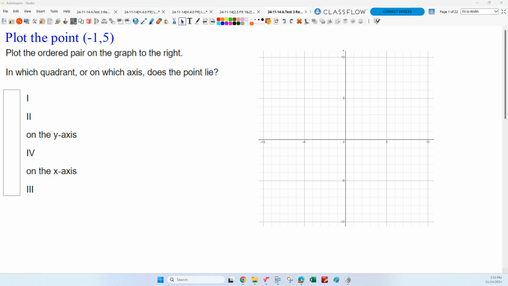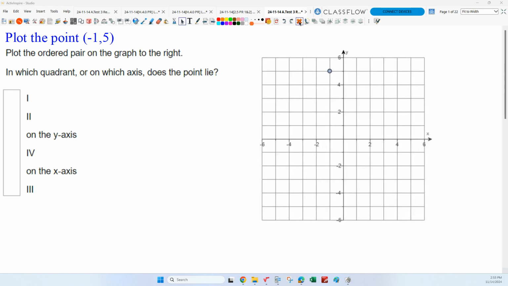Quadrant 2. Okay, now where would I go to do that? I'm going to go left. How far? 1. And? Up 5. There you go. So I end up in that location. That is quadrant 2. Good. And the reason it's quadrant 2 is because we number the quadrants starting at 1 on the upper right, and then we just go counterclockwise.